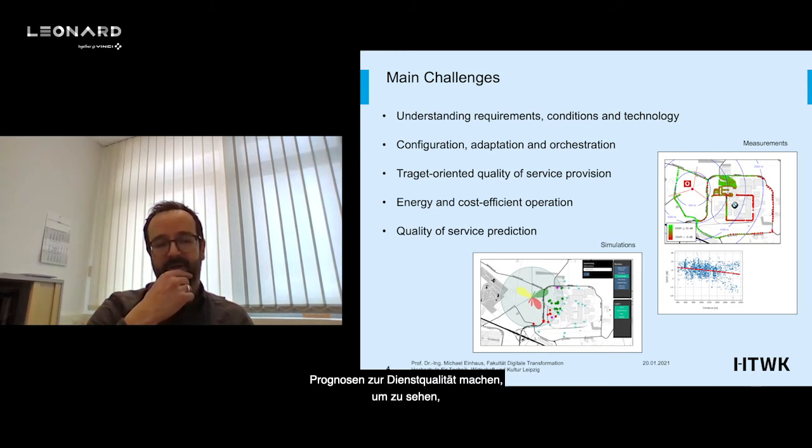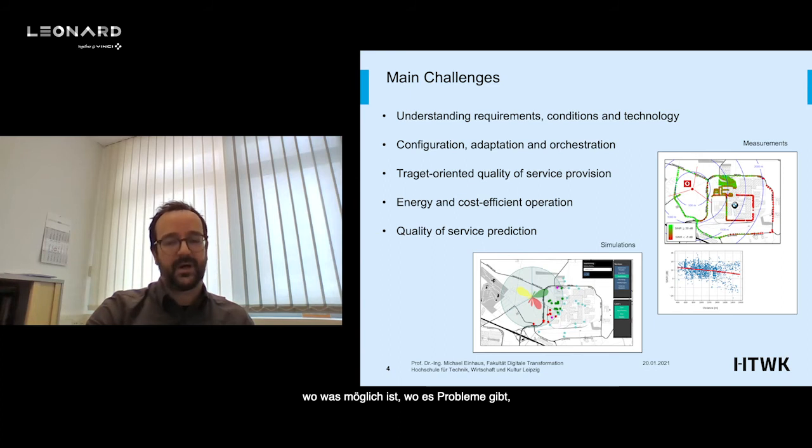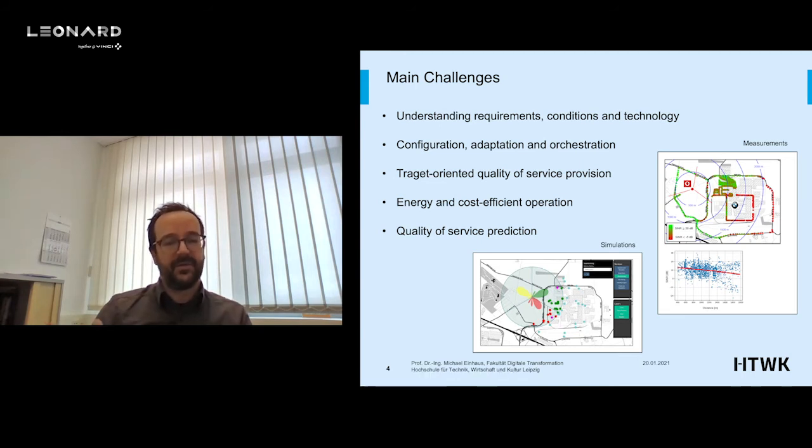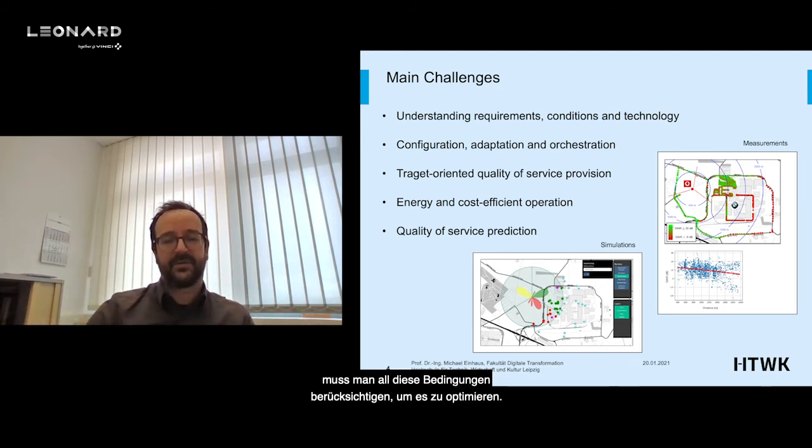So we have to do quality of service prediction to see what is possible, where are critical issues, in order to go into the feedback loop and optimize the configuration of the system. This is a lot of what's currently happening here, because if you set up a campus network, you have to take all these conditions into account in order to optimize it.